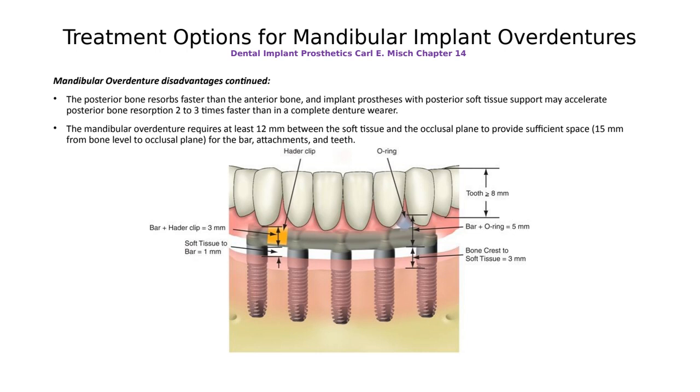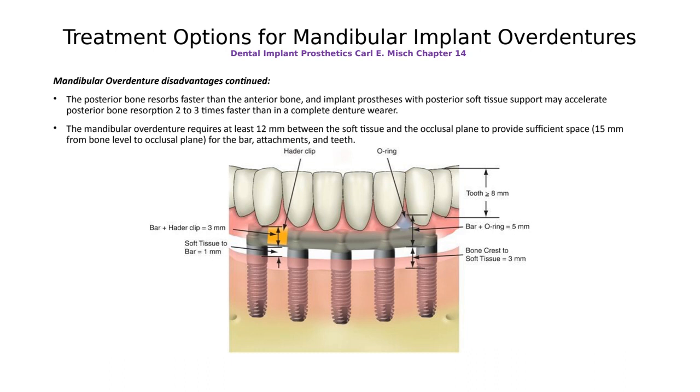The posterior bone resorbs faster than the anterior bone. An implant prosthesis with posterior soft tissue support might accelerate bone resorption 2 to 3 times faster than in a complete denture. The mandibular overdenture requires at least 12 millimeters between the soft tissue and the occlusal plane to provide sufficient space, and 15 millimeters from the bone level to the occlusal plane for the bar attachments and teeth.